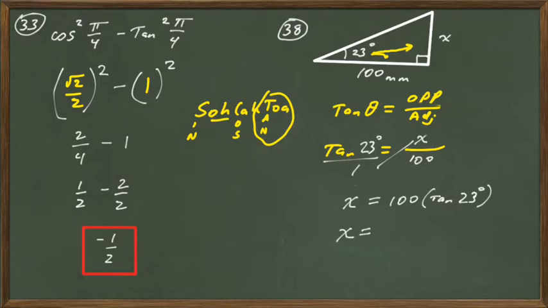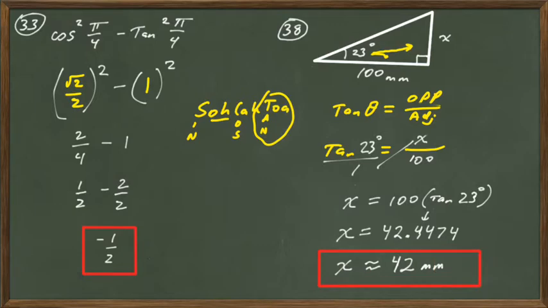If you are in degree mode, we're going to get this for a result. So we get 42.447. It says to round to the nearest whole number. So that 4 is not going to round it up. If it was a 5 or bigger, it would round it up to 43, but since not, it's 42. The measurement is in millimeters, so the answer would be 42 millimeters.